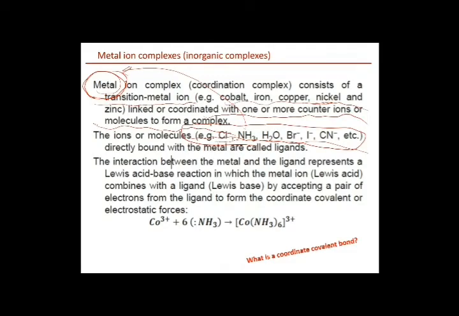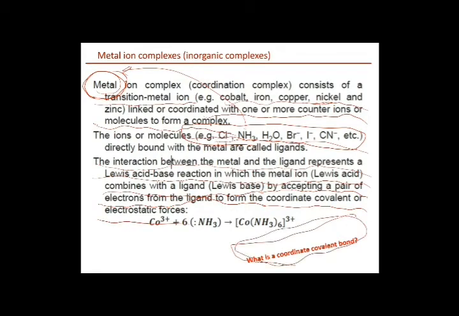The interaction between the metal and the ligand represents a Lewis acid-base reaction in which the metal ion is the Lewis acid and it combines with the ligand, which is a Lewis base, by accepting a pair of electrons from the ligand to form a coordinate covalent bond. Look over here. This is a question. What is a coordinate covalent bond?